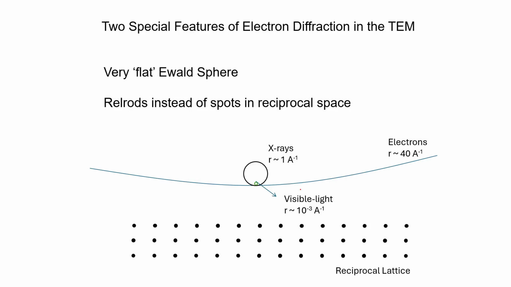So basically this is just the comparison of different radiations, where you have X-rays, visible rays, electron rays. So for the visible radiations, you have your Ewald sphere, which is very small.